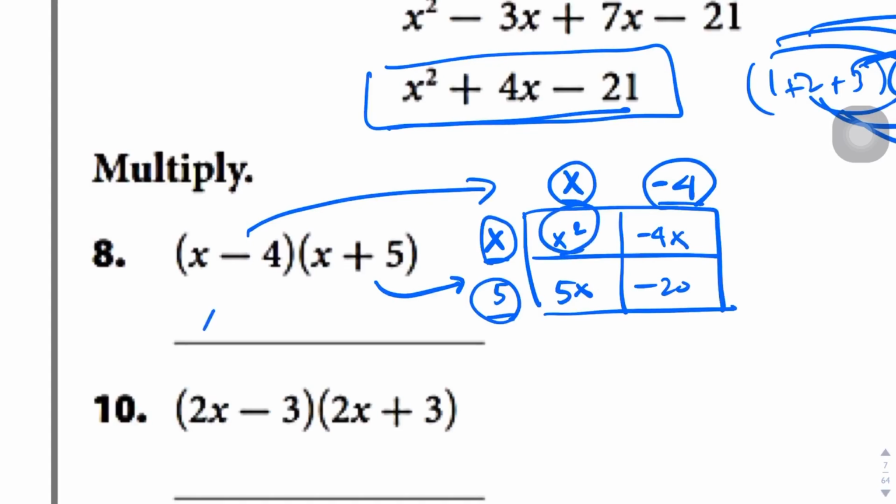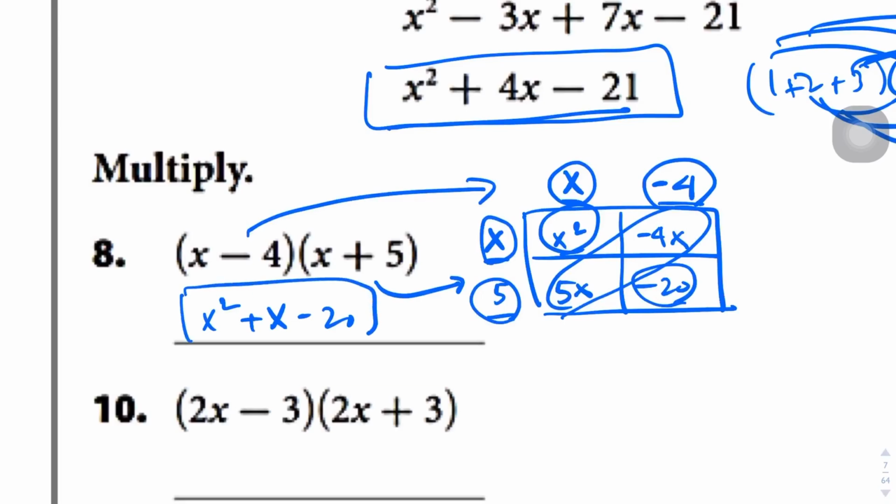The x squared goes in front, x squared. Then 5x minus 4x gets me just a positive 1x. We don't write that 1, it's redundant. So that's just plus x. And then lastly, minus 20, way at the end there. Okay, so x squared plus x minus 20. And that is our answer.